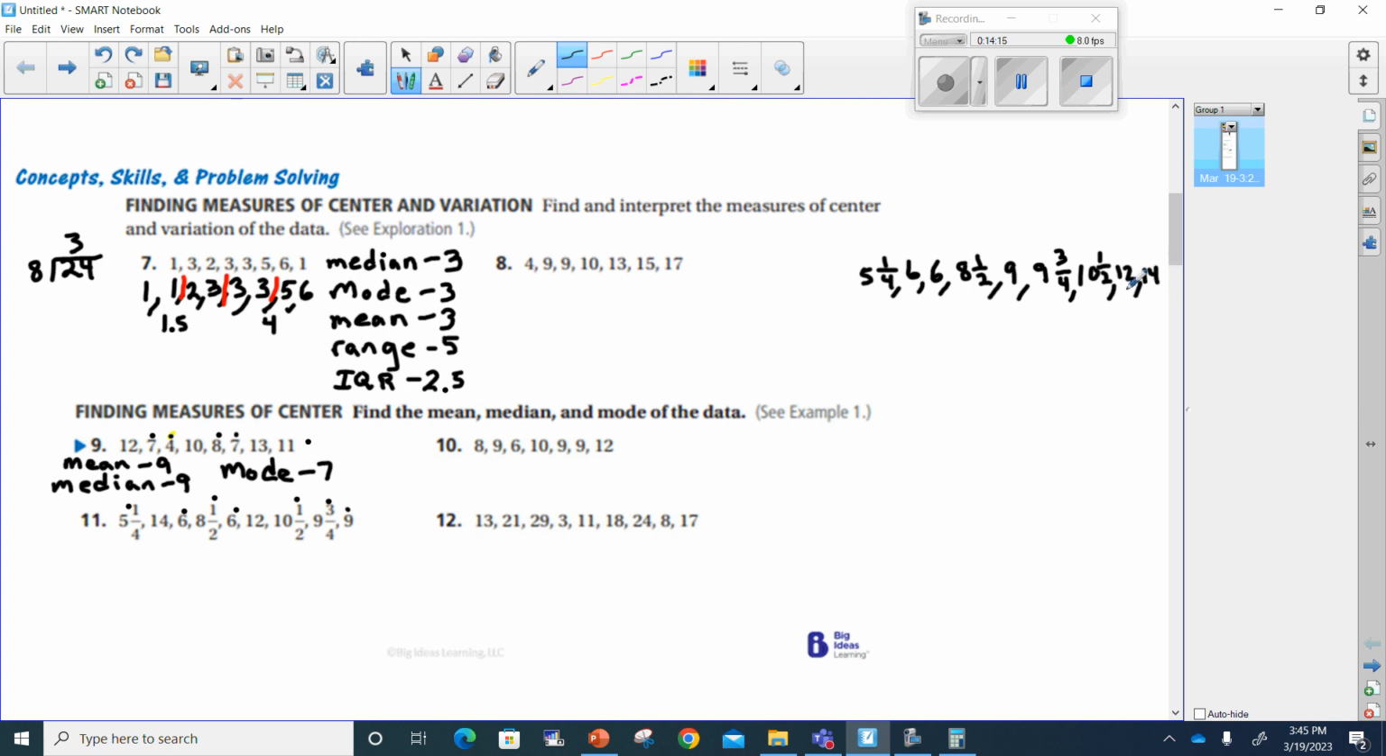That should be 9 numbers. 1, 2, 3, 4, 5, 6, 7, 8, 9. So when we're going in, we could go to the 5th number, 1, 2, 3, 4, 5. That number is 9, right? There are 4 numbers to the left of it and 4 numbers to the right. So the median is 9.